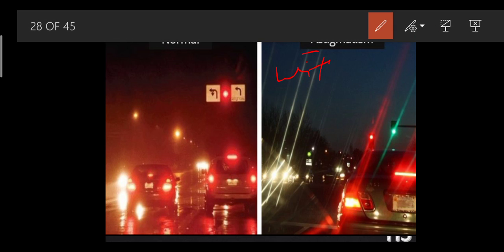Word means without, and stigmatism means what? Spot. Without spot. In this, the eye could not focus on the image perfectly, so that is why it is called without the spot, and so the object form is blur.